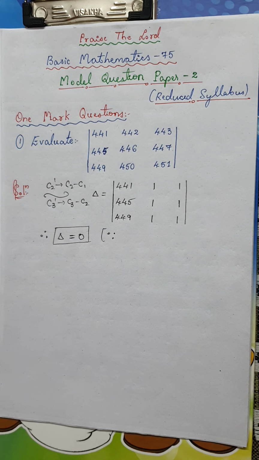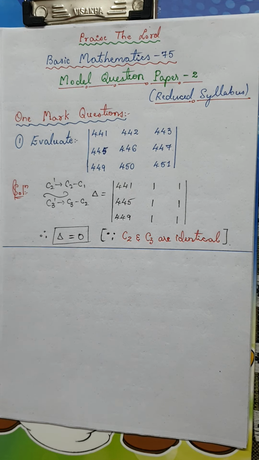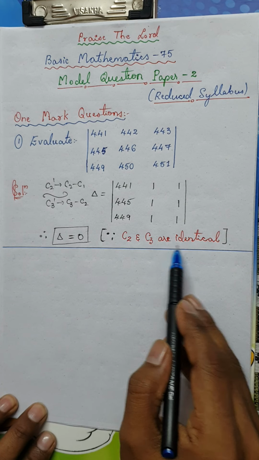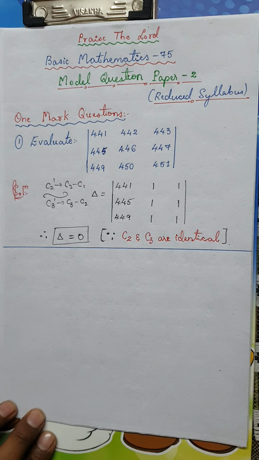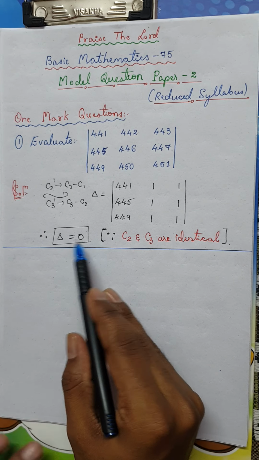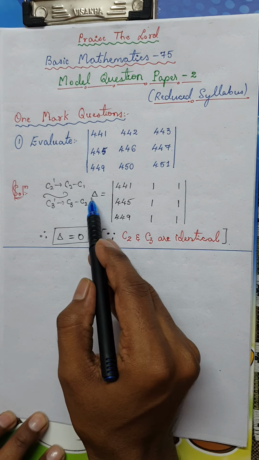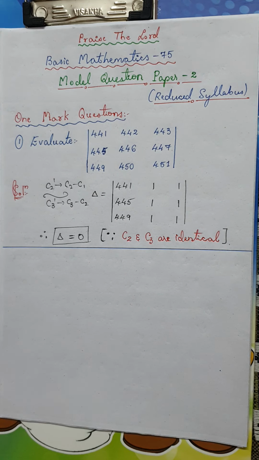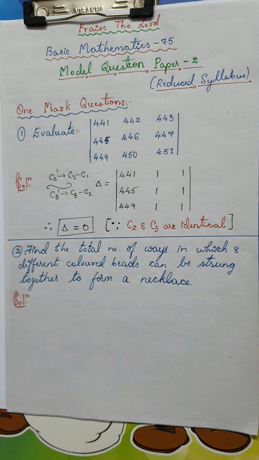So let's write the reason. We are done with the solution. The determinant value is 0. The reason is C2 and C3 are identical. Identical means same. We know the property, and that gives delta, the determinant value, is 0. We know the determinant is denoted by delta, and this much is sufficient to get you 1 mark. Let's go to question number 2.